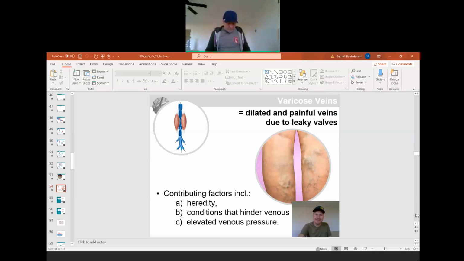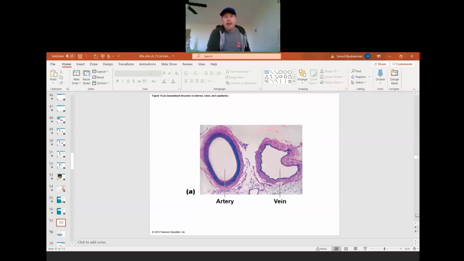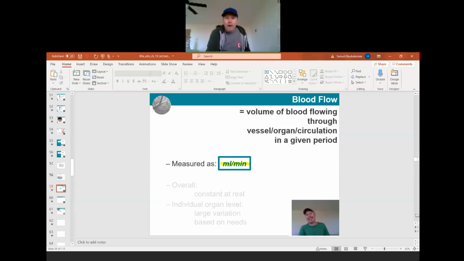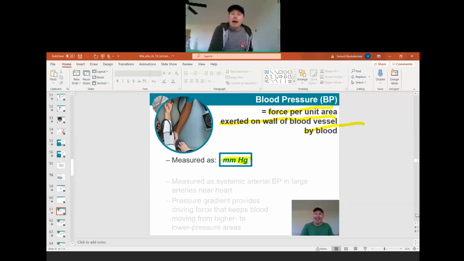And what I wanted to say next is that we're going to move on and have a look at the blood flow, so more of the physiological aspect of this. Blood flow is measured as an amount per a certain time period, usually in milliliters per minute. So that's the amount of flow that we end up finding within a particular part of the cardiovascular system.